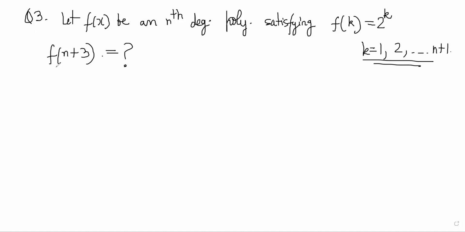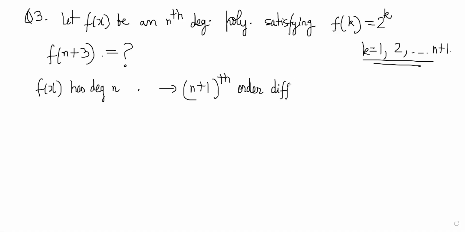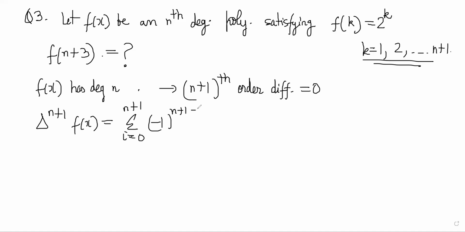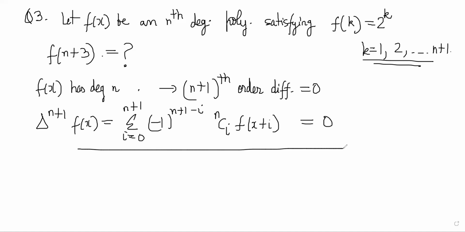Okay, so we know that f of x has degree n, so it follows that its n plus 1th order difference must be 0. So we'll apply the formula here again. Delta n plus 1 f of x will be equal to the summation, i goes from 0 to n plus 1, of minus 1 power n plus 1 minus i, nCi, f of x plus i, and that must be 0, right?